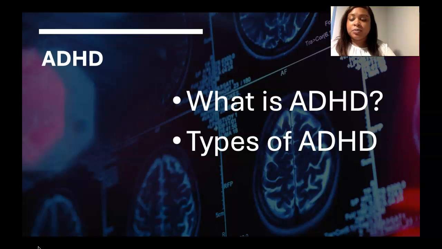A second type of ADHD is the predominantly hyperactivity impulsive type. People with this type of ADHD, they are a lot more physical than their peers, so they do a lot more movement compared to a student with the predominantly inattentive type of ADHD. This type of student will also have impulsive behavior.